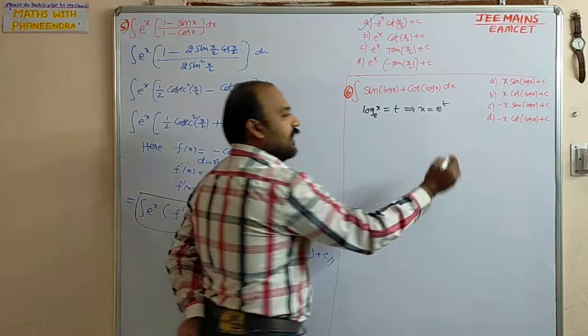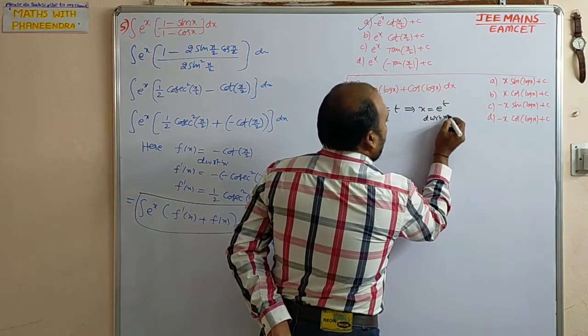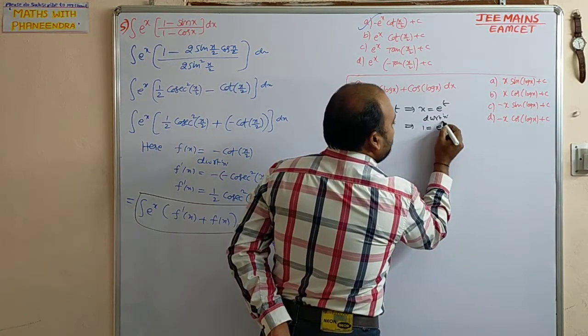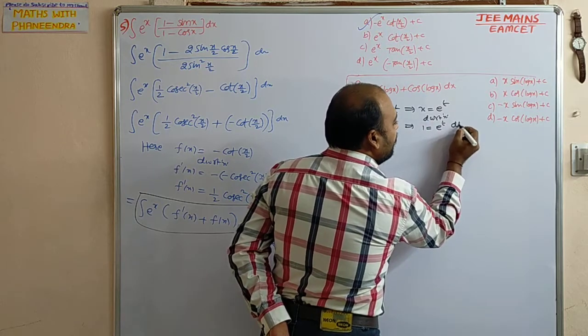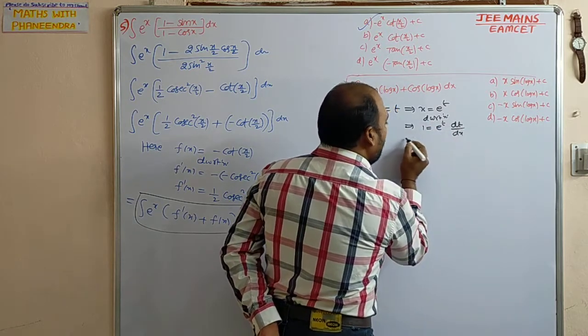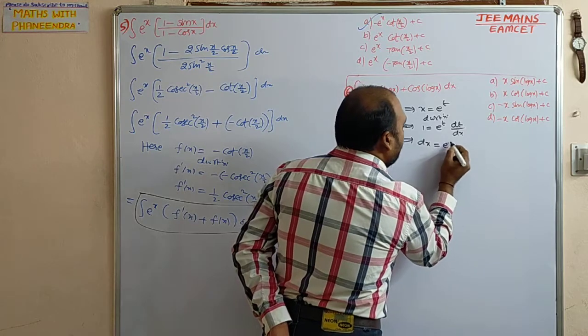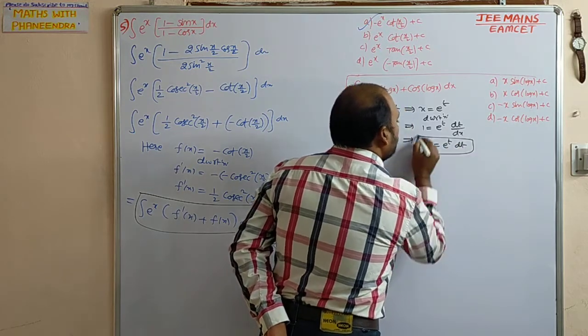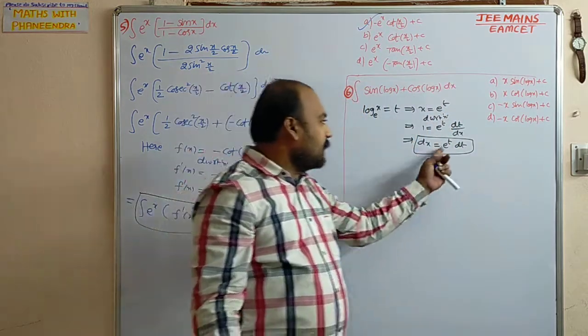Now differentiate with respect to x. The derivative of x is 1, and the derivative of e power t with respect to x is e power t into dt by dx. So cross multiplying, you will get dx is equal to e power t dt. So wherever dx is there, you have to replace it with e power t dt.